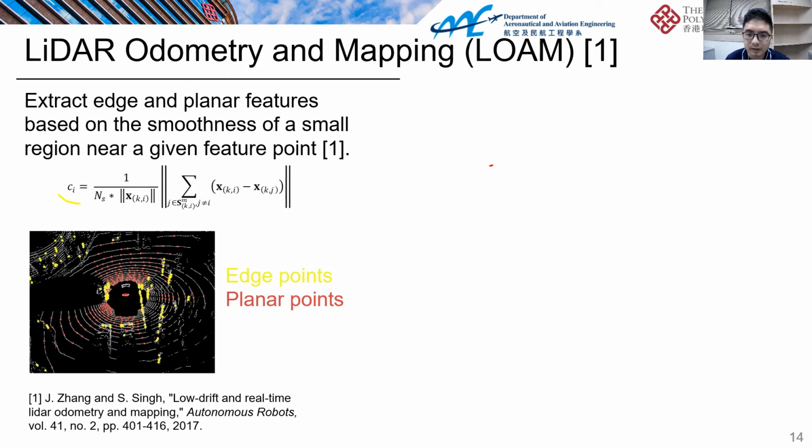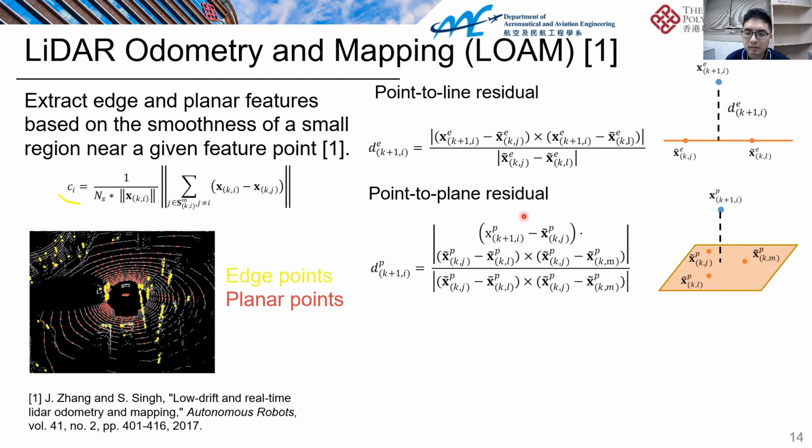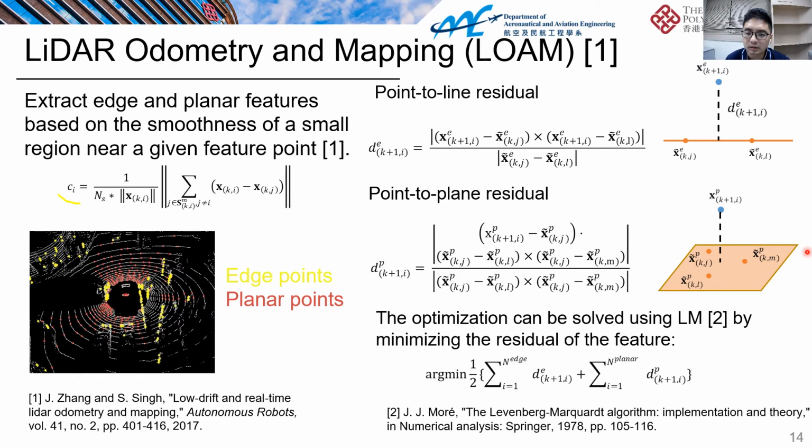Then we will calculate the point-to-line ratio between the current scan k+1's edge points and the two nearest points j and l in the previous scan. We also calculate the point-to-plane ratio. For a planar point, we find the three nearest points by KD-tree in the previous scan, and calculate the ratio as well. Our optimization target is to minimize the residuals of the feature points. We can use the LM method to optimize that.